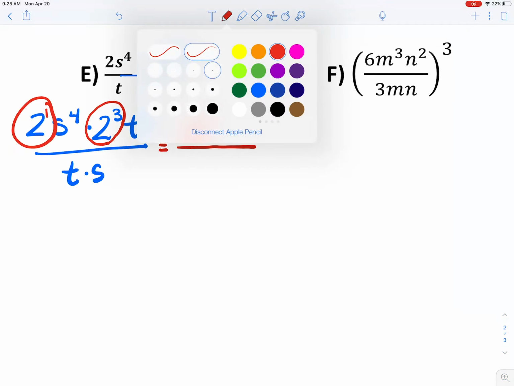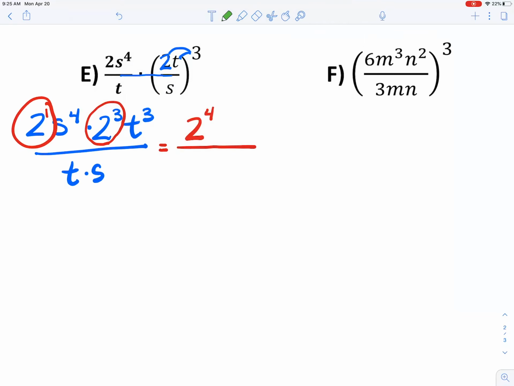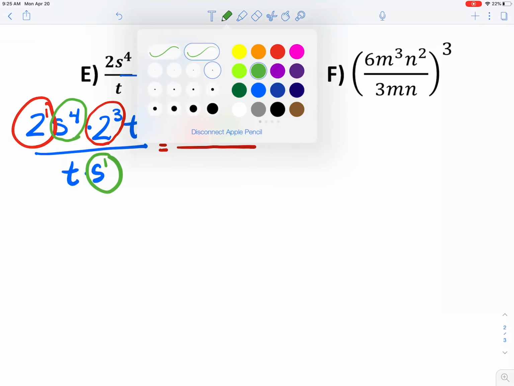Okay. Now, let's see what else we have. We have s to the 4th on top, and s to the, this will be a hidden number of 1 here. If I'm dividing two powers with the same base, I subtract their exponents. So s to the 4 minus 1 is 3.